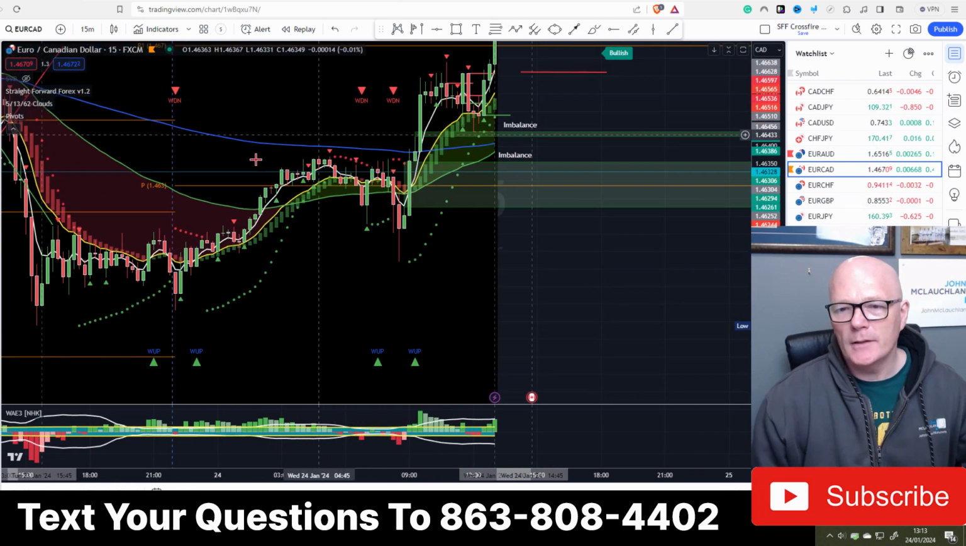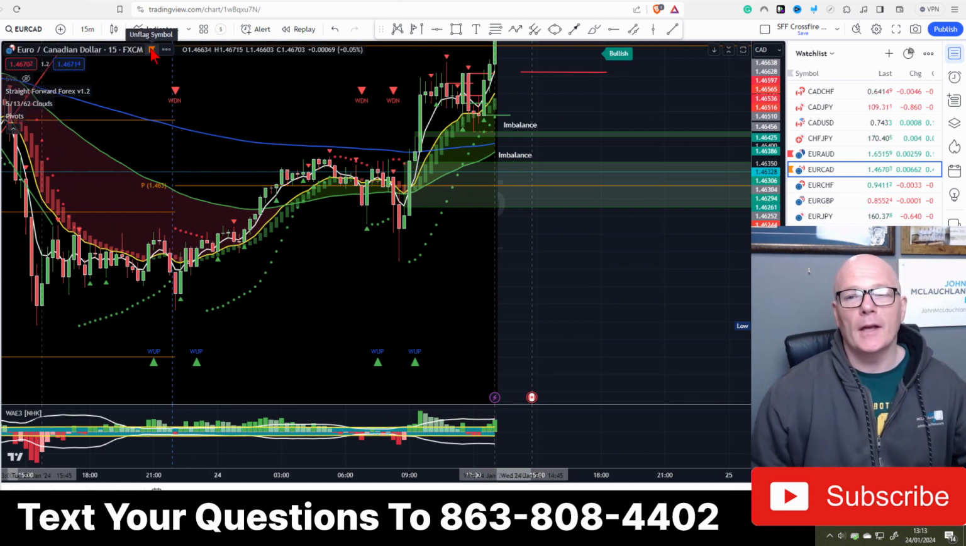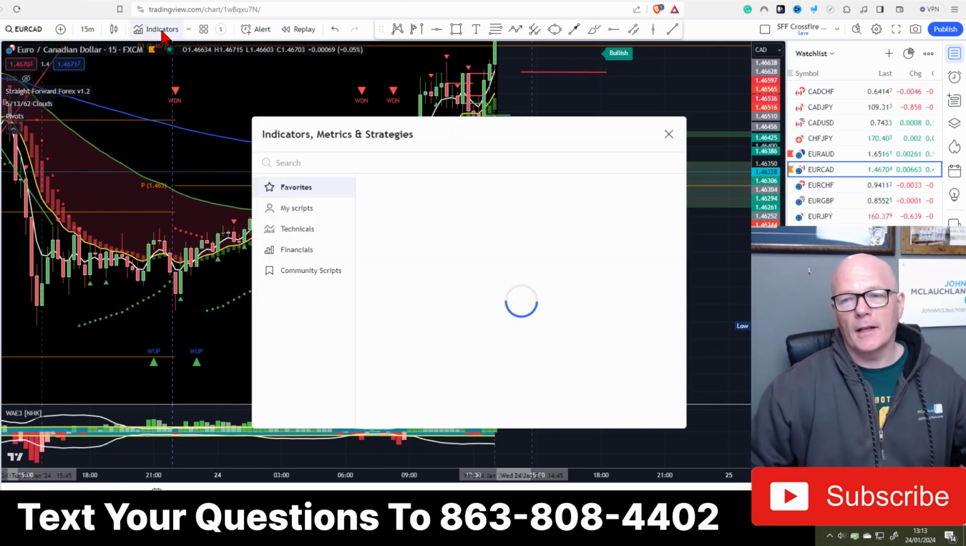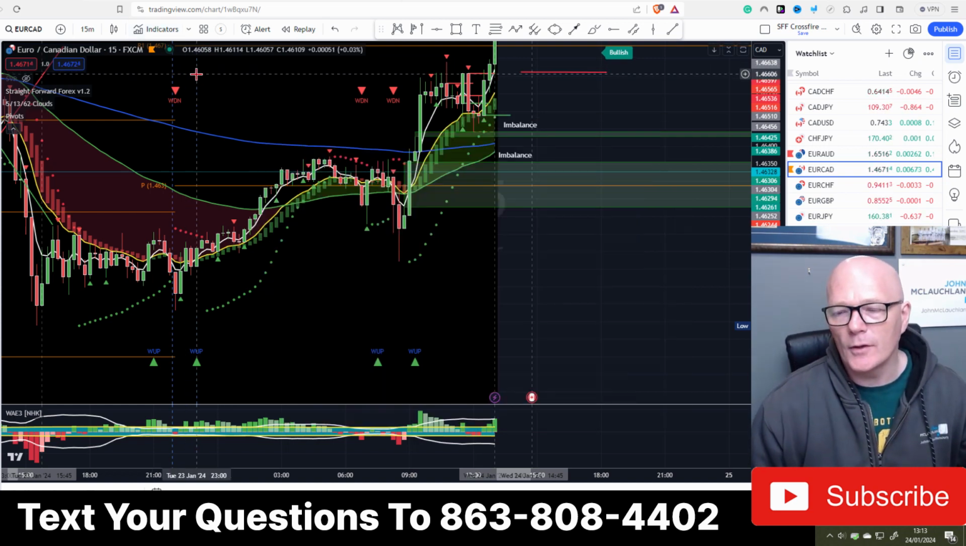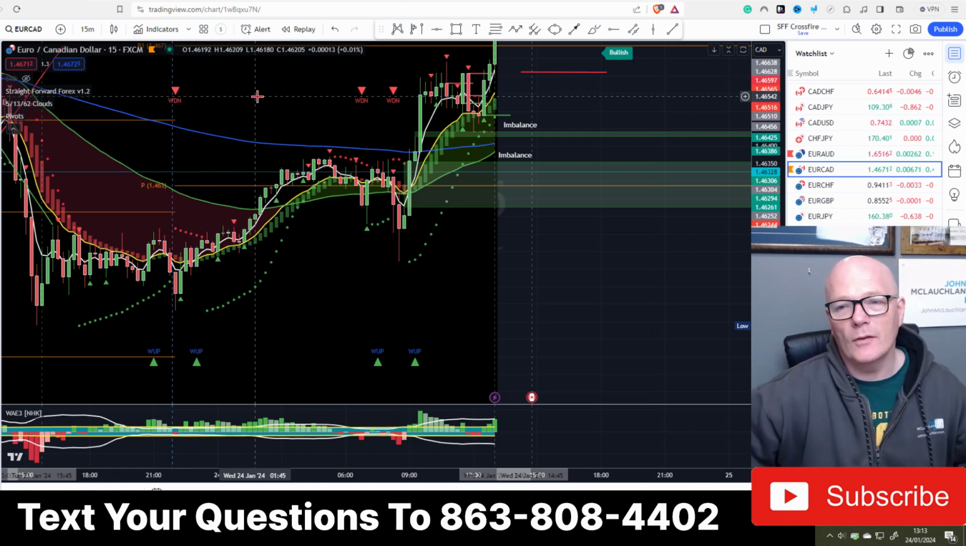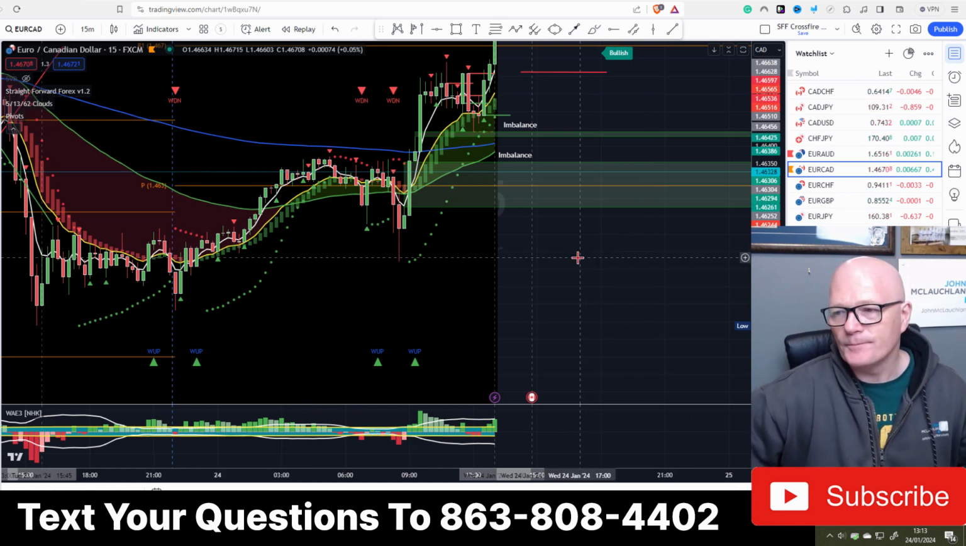The simple way to get this is it's called pivots. You can go to indicators, type in pivots, and add it to your chart for free. Make sure that you need TradingView as well to put that on.